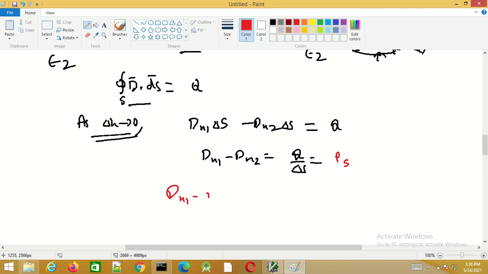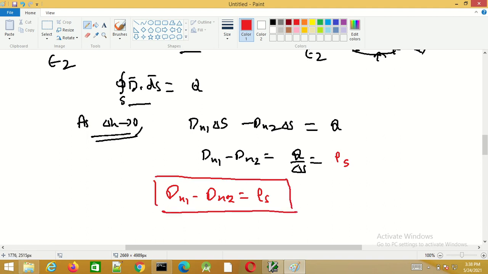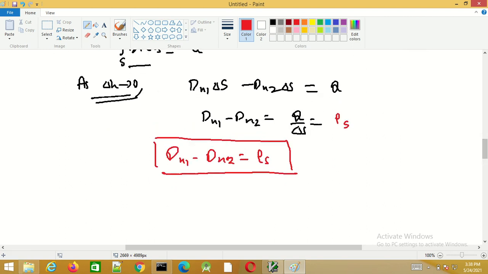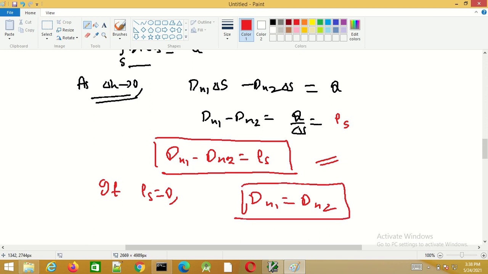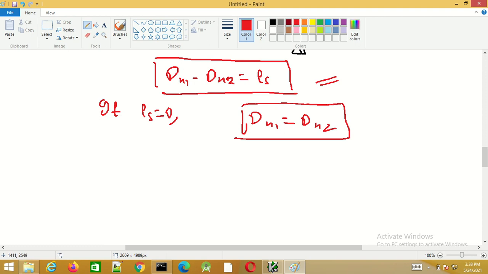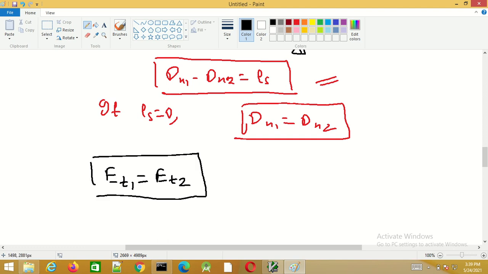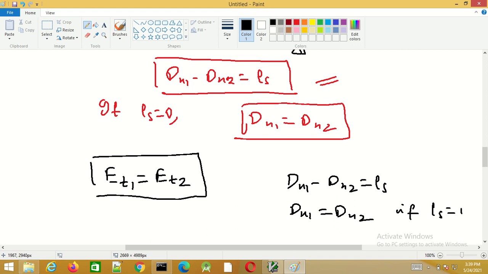So the relationship between the normal components of the flux densities at the interface between two dielectric media is given by DN1 minus DN2 is equal to rho S, where rho S is the surface charge density at the boundary. If rho S is equal to 0, then DN1 is equal to DN2. So the two important boundary conditions are: the relationship between the tangential components of the electric field is given by ET1 is equal to ET2, and the relationship between the normal components of the flux densities is given by DN1 minus DN2 is equal to rho S. But if rho S is equal to 0, then DN1 is equal to DN2.